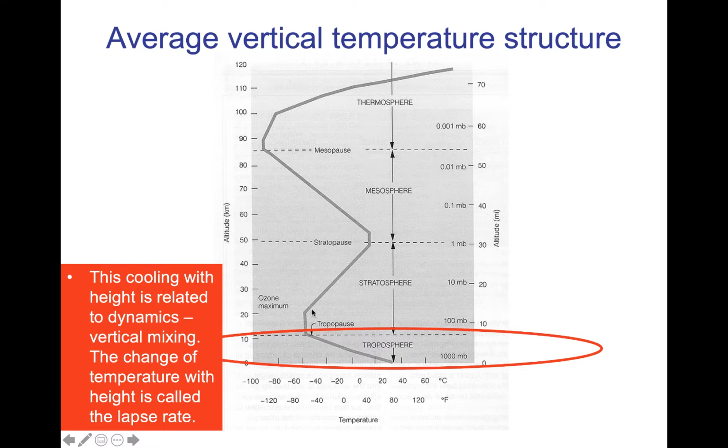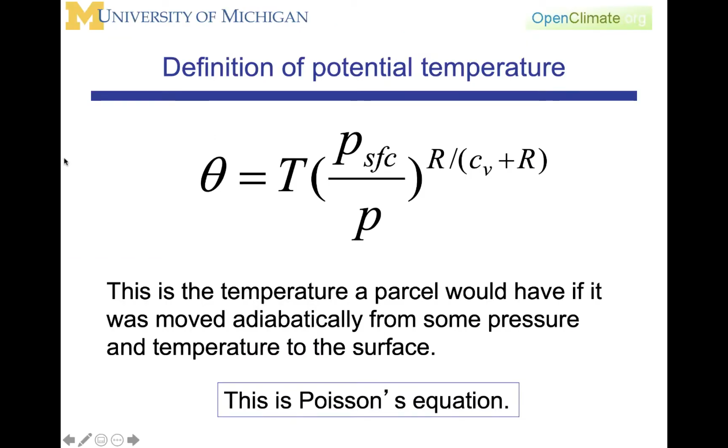Of course, by the general definition, we have other lapse rates here, and it might be worth thinking about how we explain the lapse rate in the mesosphere. We're going to use the potential temperature, and in this lecture I'm simply going to state the definition of potential temperature, which is Poisson's equation. The potential temperature is the temperature a parcel would have if you moved it adiabatically from some pressure and temperature to the surface of the Earth.